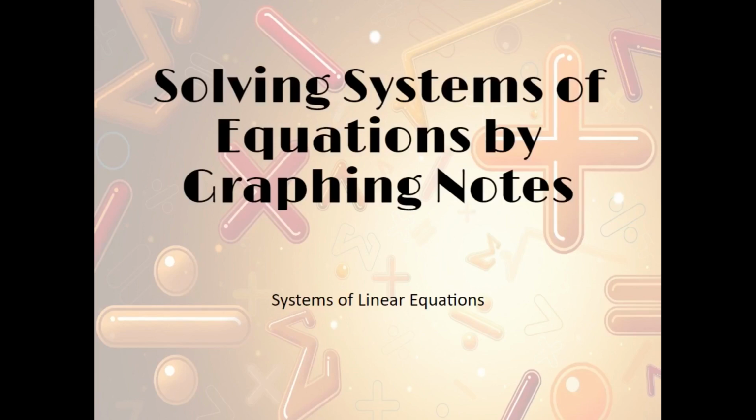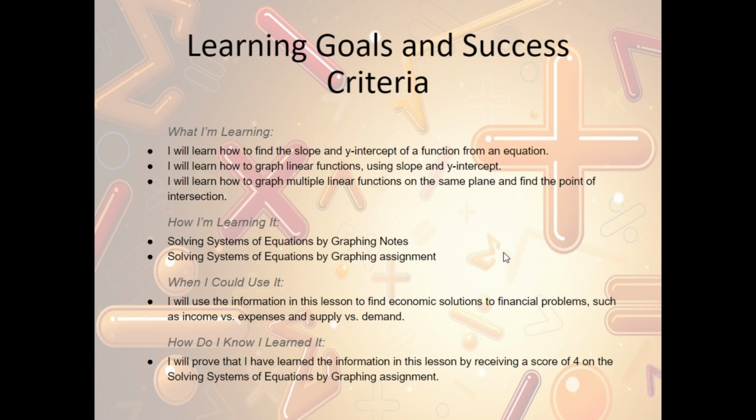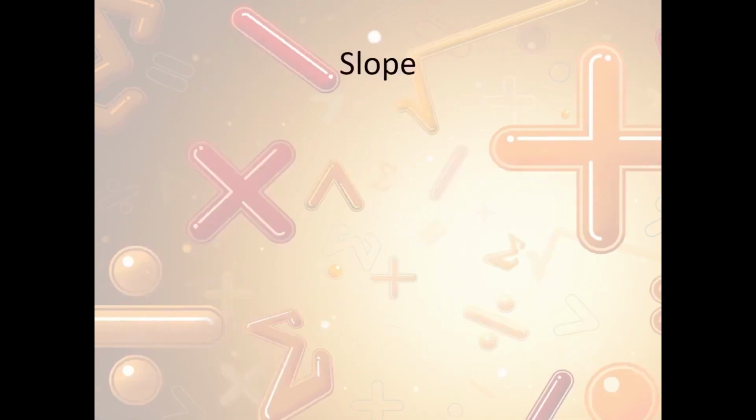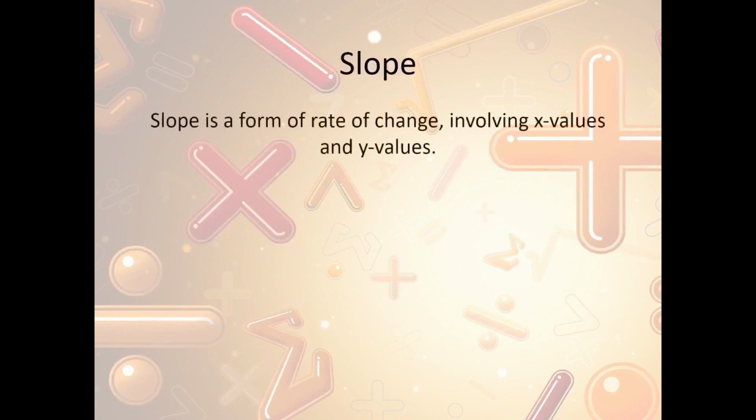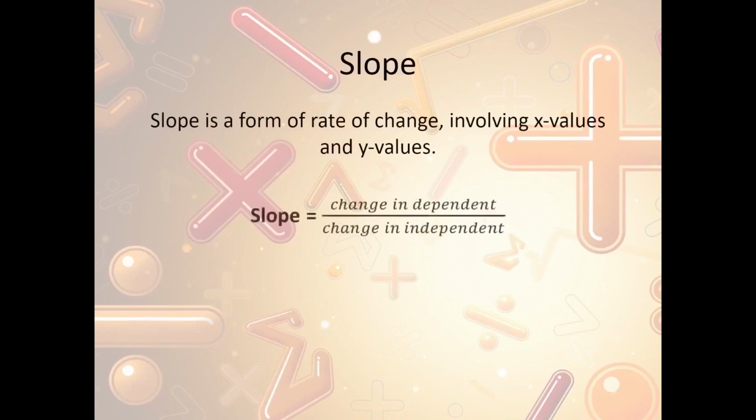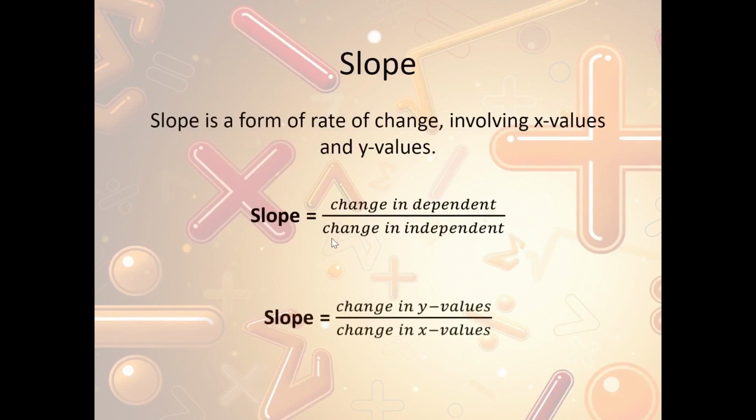Let's take a look now at the solving systems of equations by graphing notes. The notes begin with the learning goals and success criteria. Now let's talk about slope. What is slope? Slope is a rate of change involving x values and y values. Slope is known as the change in the dependent variable over the change in the independent variable. Now what does that really mean? That really means that slope is the change in the y values over the change in the x values. So it's always y over x.